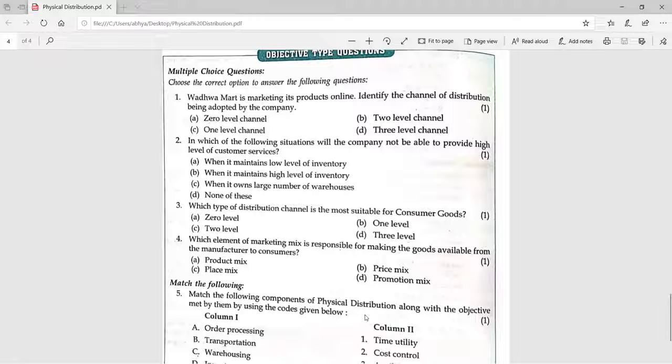One level channel. One level? How can it be one level? Directly. Online means directly. Vadhva Mart is marketing its product. It is the name of the manufacturer and they are selling the product online. Online means zero level channel. Yes, everyone has given me the correct answer. Very good. So Anshika, you were not listening to the concepts?